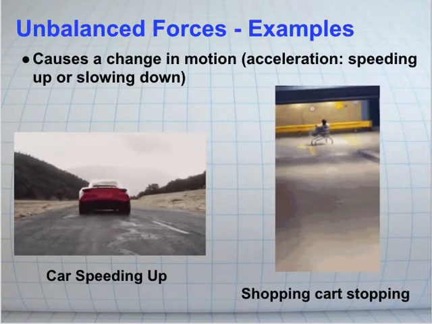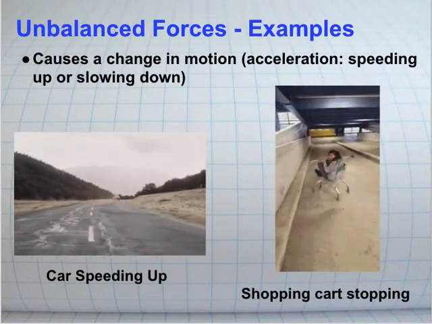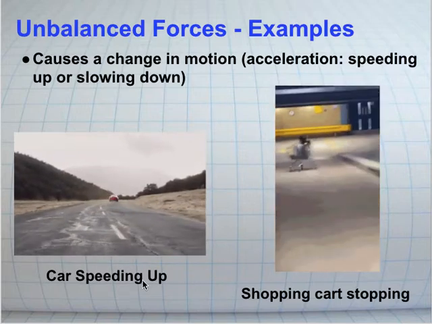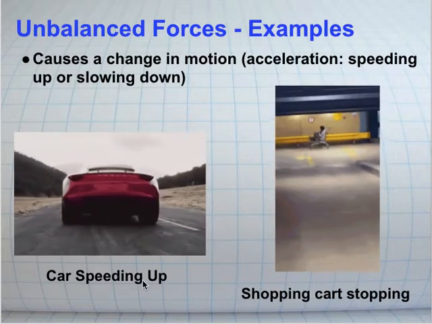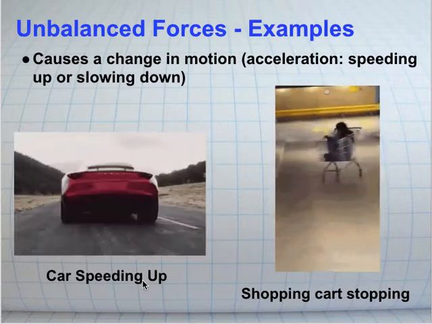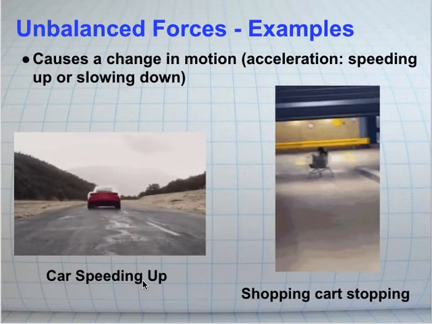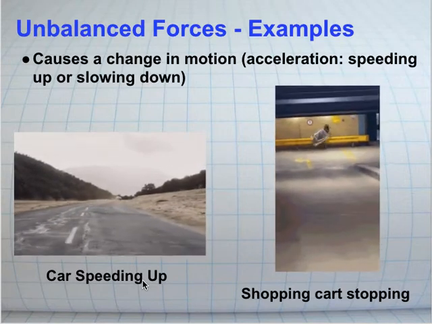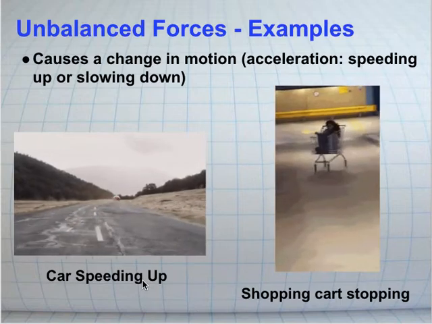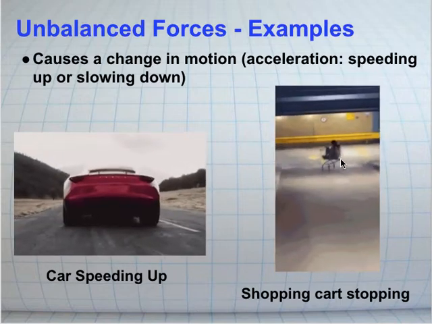Let's look at some examples of unbalanced forces. I gave you two right here. One is a car speeding up. Again, there's acceleration taking place. So if a car is speeding up, it's getting faster and faster and faster. Well, that means that the force that's making it go forward has to be stronger than any force that's pushing against it. And then if you look at the girl in the shopping cart, this is great.